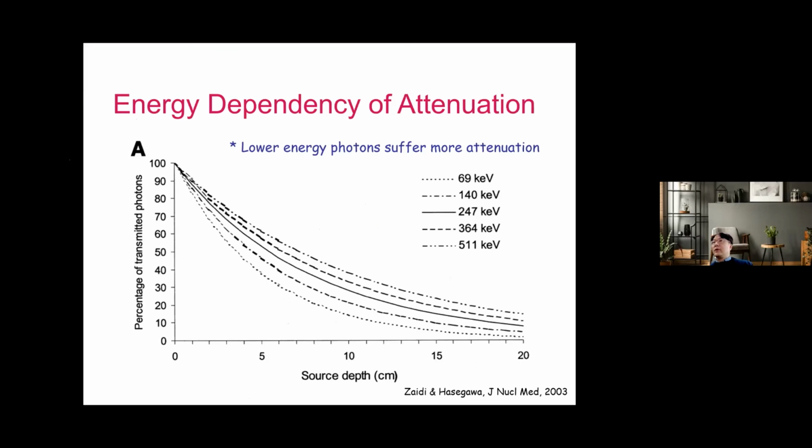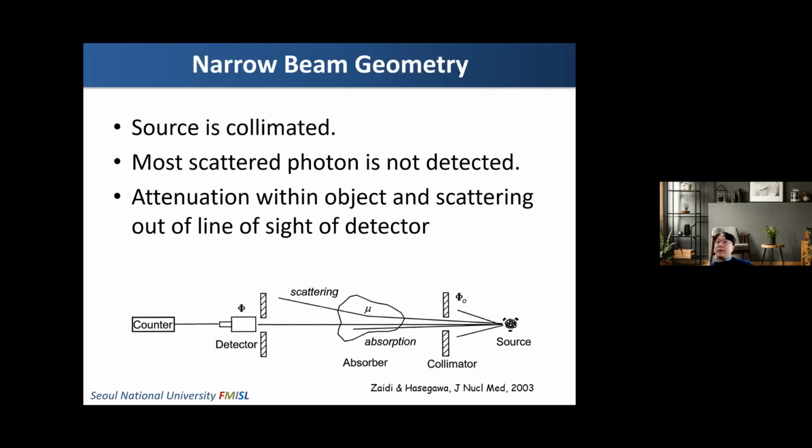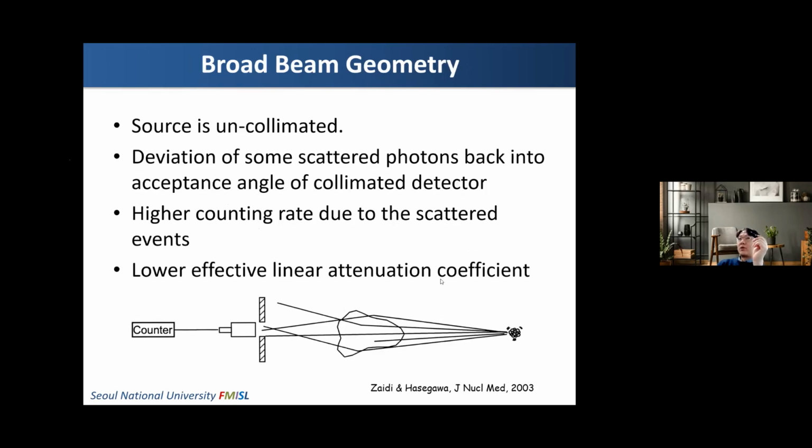So if we do the scatter correction, it will be similar to the narrow beam geometry, or is it? Yeah, if we perform some scatter correction, the narrow beam geometry attenuation coefficient is usually recommended. But if we do not correct scatter, the linear attenuation coefficient based on the broad beam geometry is more efficient. Thank you very much.